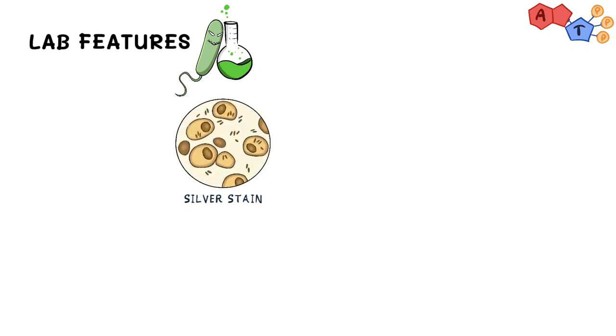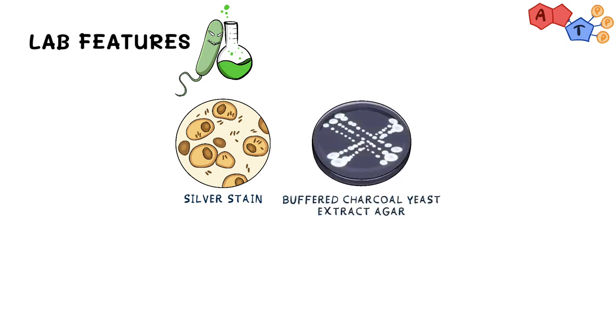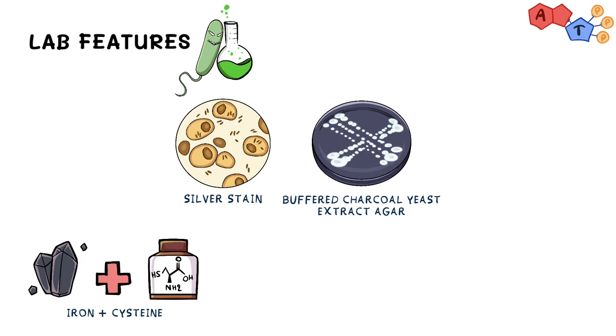It has special culture requirements as well. It's grown on a special agar called buffered charcoal yeast extract agar, BCYE for short, in the presence of iron and cysteine, which are added to aid in its growth.